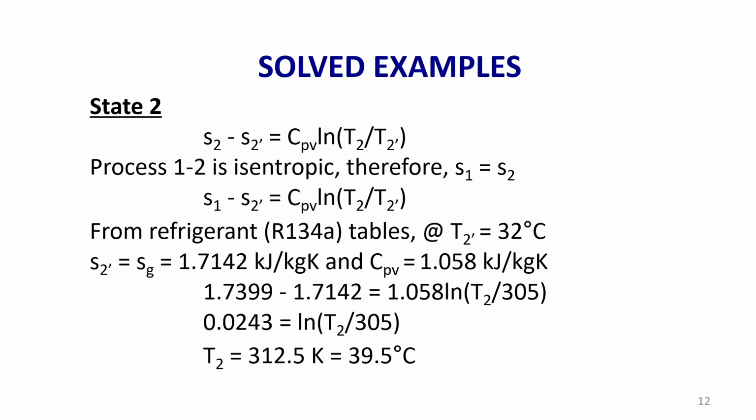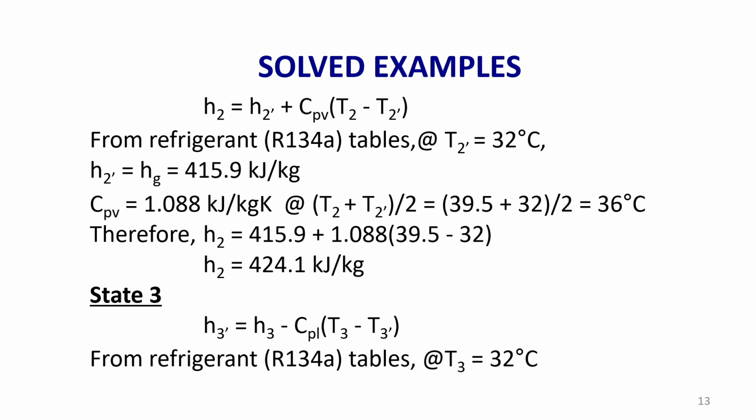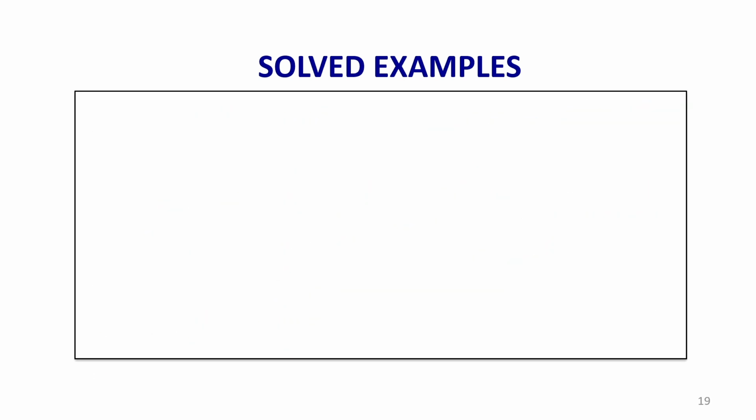So, to find out, you will get the same T2, because we have not changed the condenser temperature and evaporator temperature. So, T2, then with the T2 I can find H2. How to find out the H2? Superheated enthalpy is equal to saturated enthalpy plus Cp of vapor into higher temperature minus lower temperature.